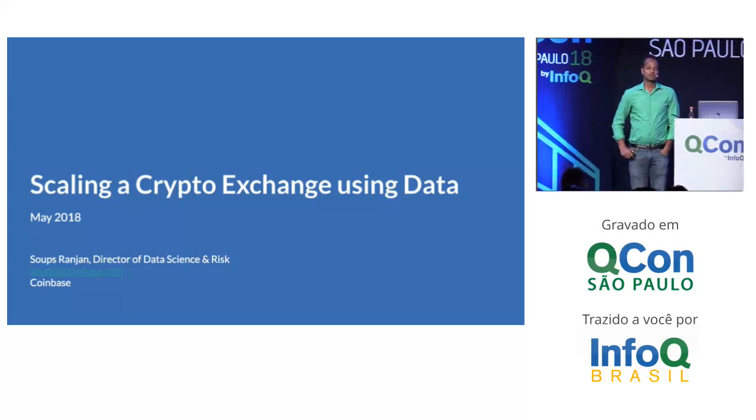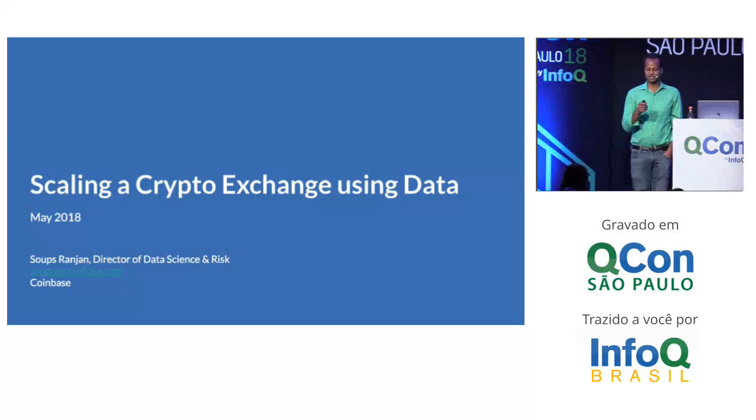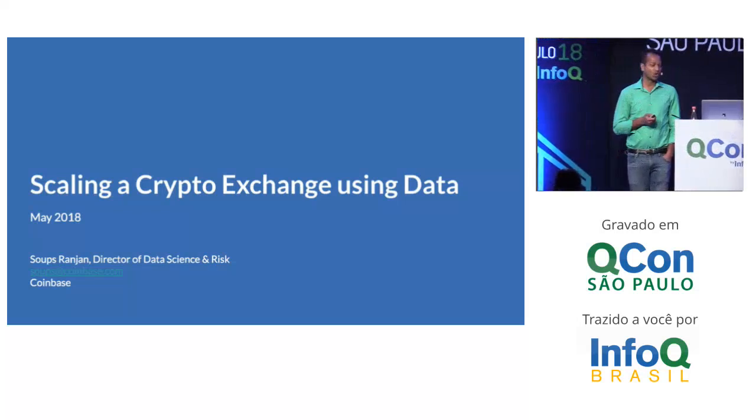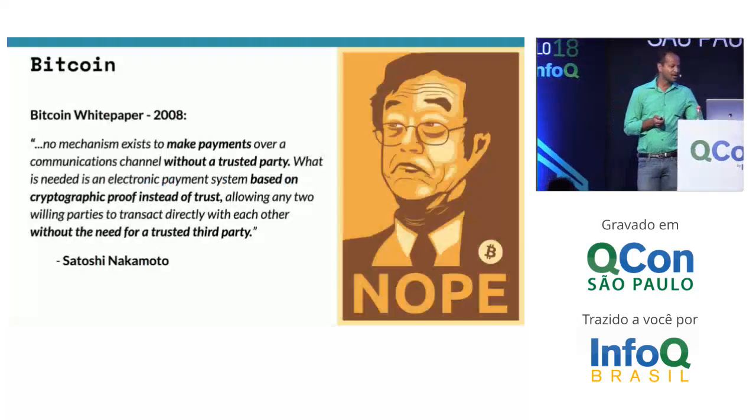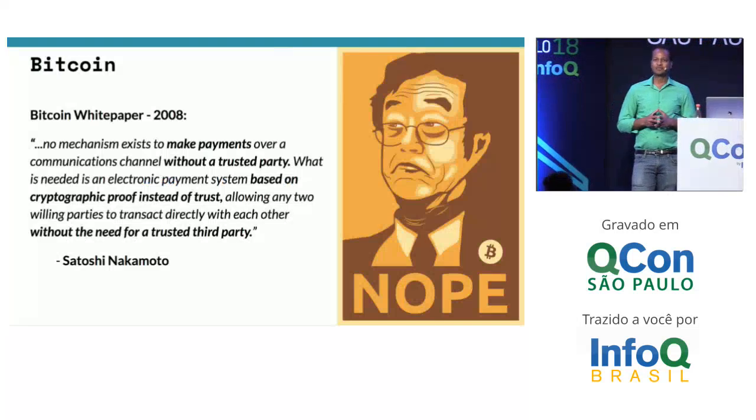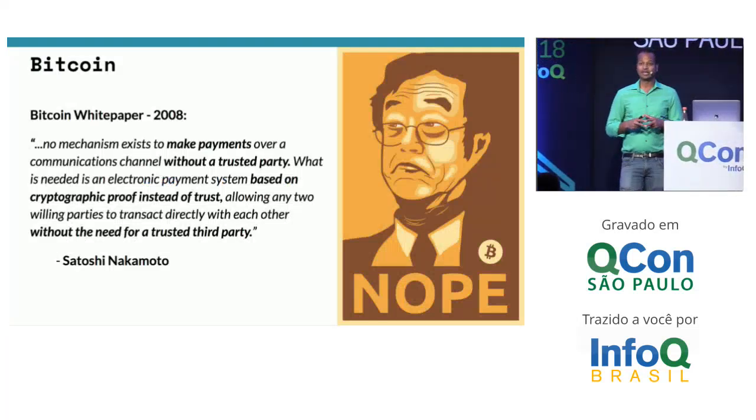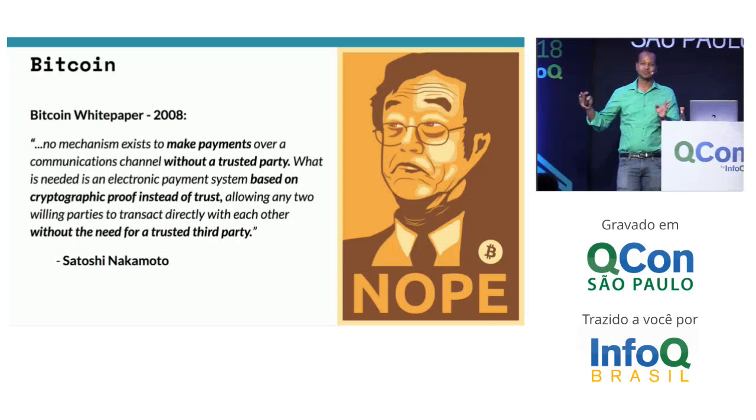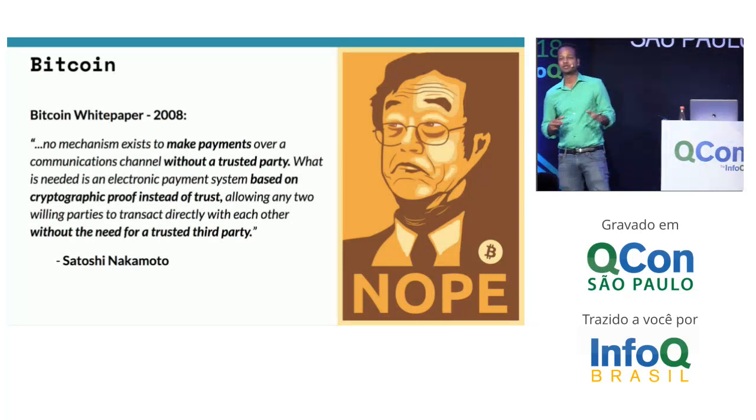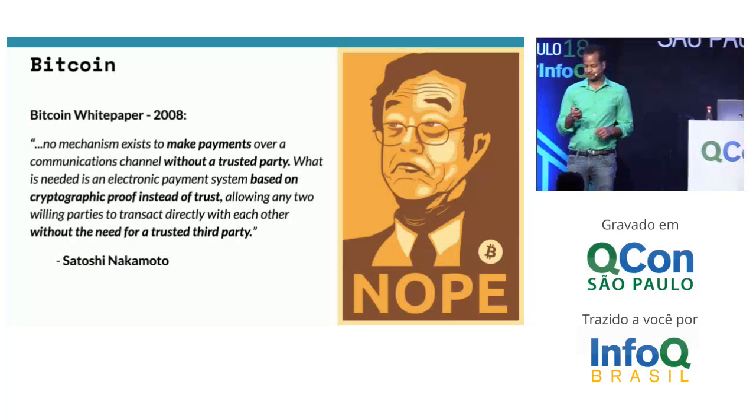Today, I'm going to talk about scaling a cryptocurrency exchange using data science. The exchange in particular that I work at is Coinbase. First, I'll do a very brief introduction to Bitcoin. Bitcoin is the world's first peer-to-peer money, where anyone can download the Bitcoin node and send money to anyone else in the world directly from their computer without having to rely on any third party.